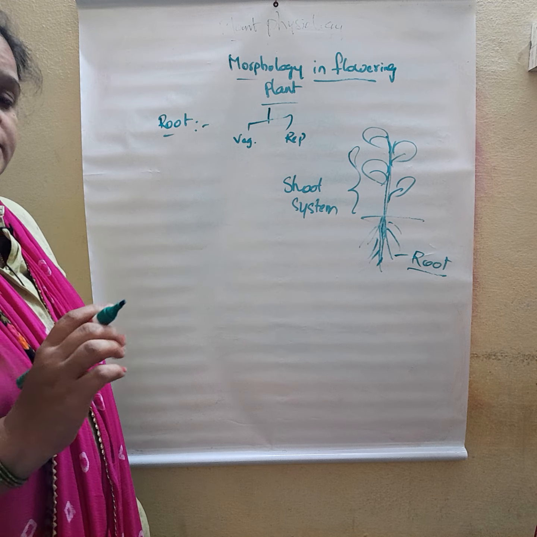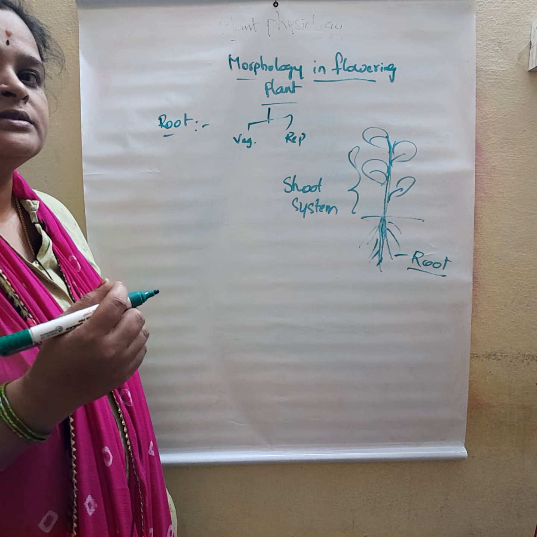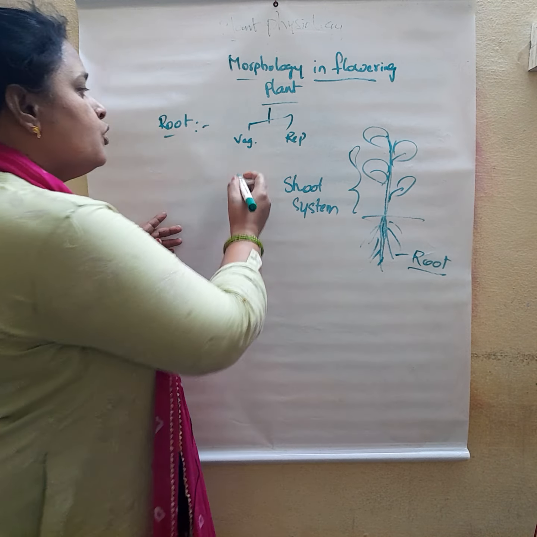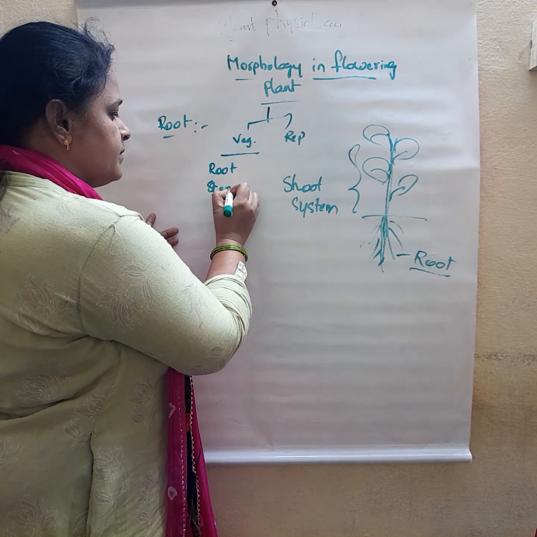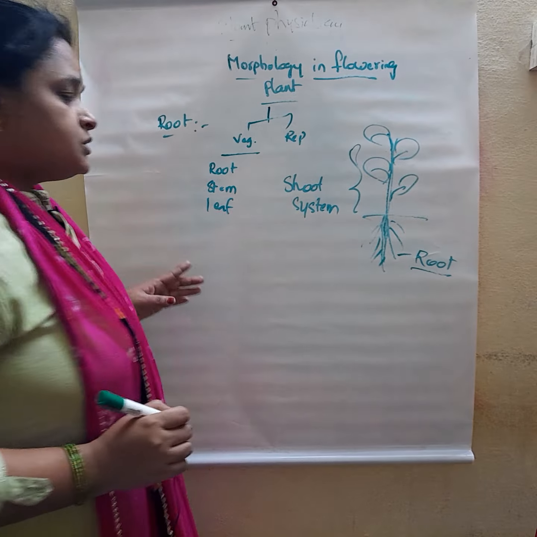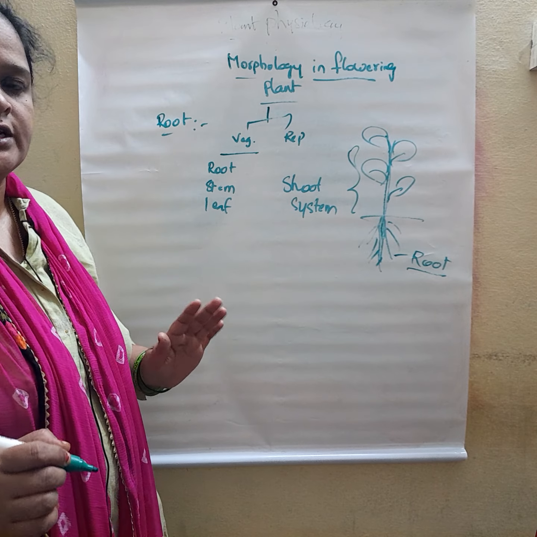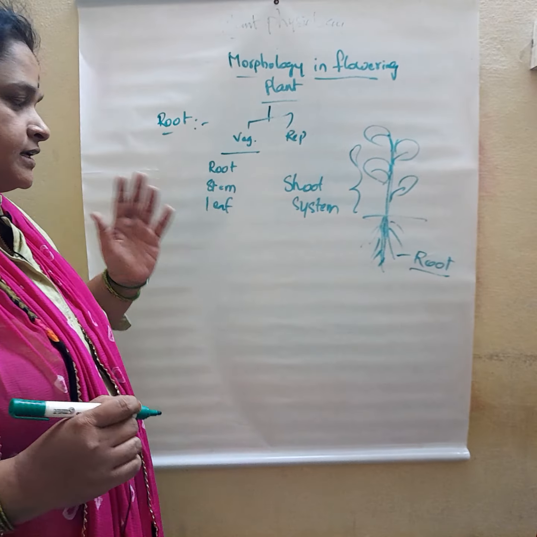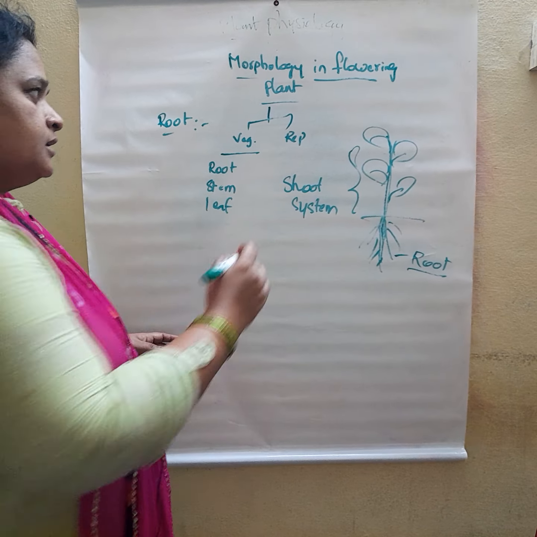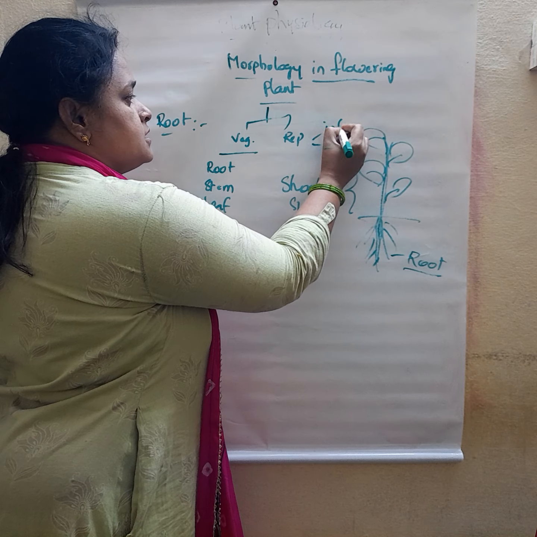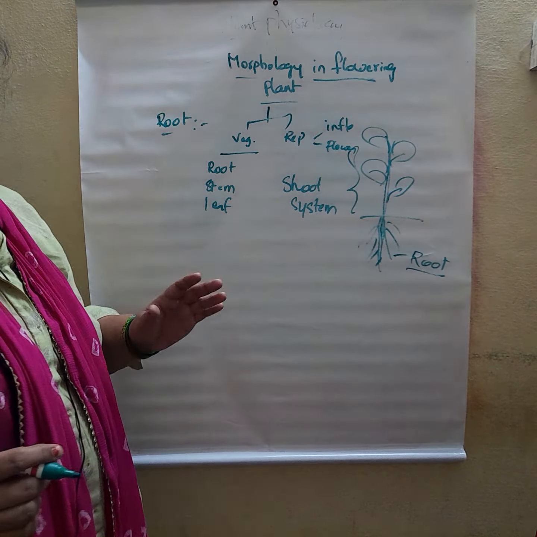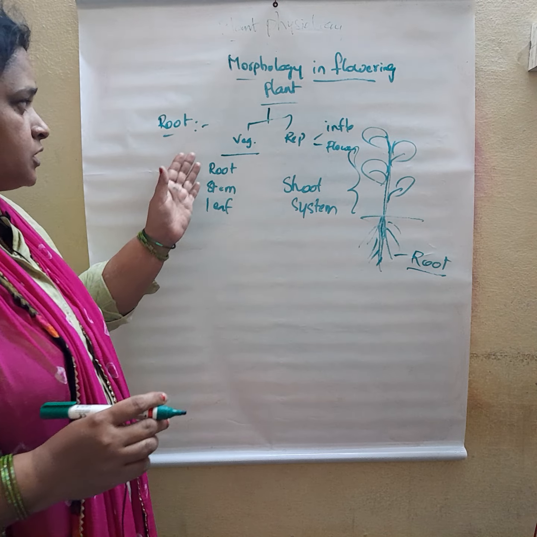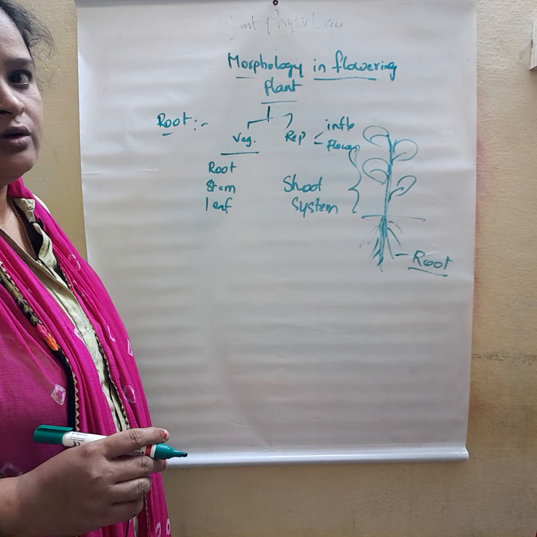Vegetative morphology means the vegetative parts of the plants will be studied. What are the vegetative parts of the plant? Root, stem and leaf. That means in vegetative morphology, root, stem and leaf will be studied. Reproductive morphology means inflorescence, flower and fruit. Now we will discuss vegetative morphology.